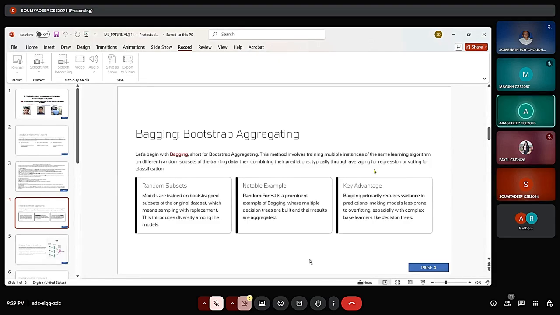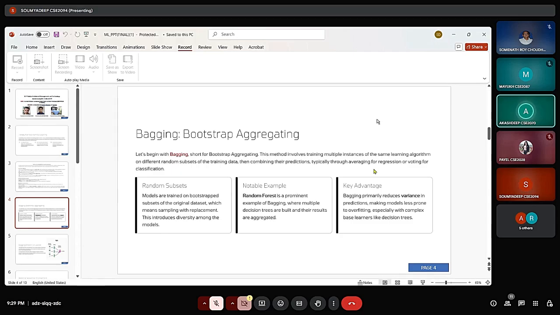Myself Akashdeep, and I will be presenting about bagging, bootstrap aggregating. So what is bagging? It shortly stands for bootstrap aggregation. It involves training multiple instances of the same learning algorithm on different random subsets of the training data, then combining their predictions, typically through averaging for regression or voting for classification. So here are random subsets, where models are trained on bootstrap subsets of the original dataset, which means sampling with replacement. It helps in diversity among models.